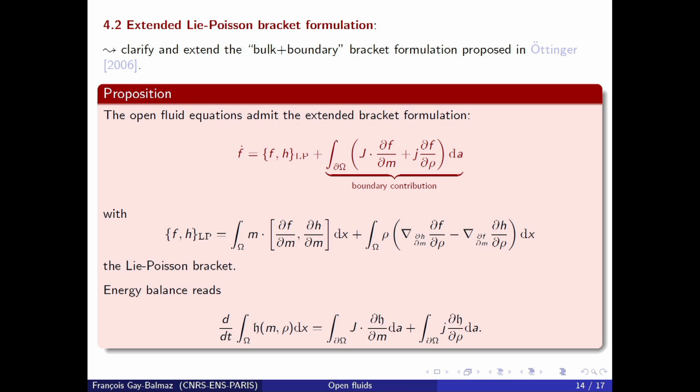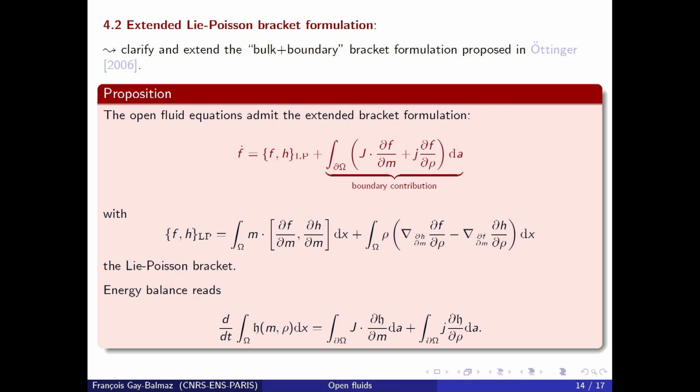Yeah. And what remains of the Poisson bracket, which he calls the bulk Poisson bracket, is not in fact a Poisson bracket on a domain with boundary. It's only a Lie Poisson bracket on a domain without boundary, which is not totally consistent with the fact that the fluid, although it is open, is still on a domain with boundary, right?